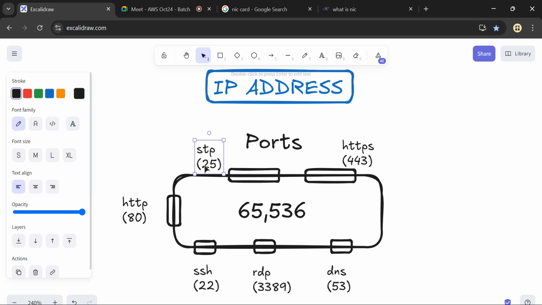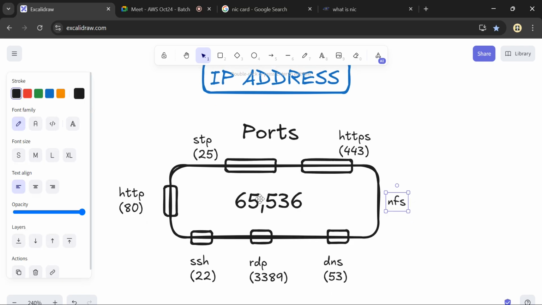And we had also discussed this port. I don't remember the name. The NFS port. I don't remember the port number. I think it is 2089. But we had used this NFS port also, right? We had also done the practical for the NFS port. So this is what ports are, right?